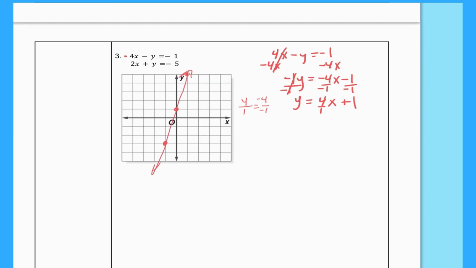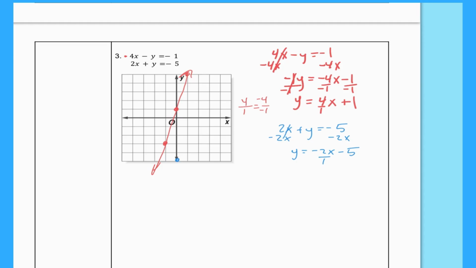Okay, and then we'll do the other equation. So that one was 2x plus y equals -5. We're going to minus 2x from both sides. We end up with y equals -2x minus 5. So our y-intercept is -5. Our slope is -2 over 1.